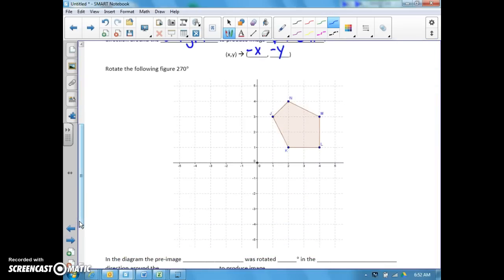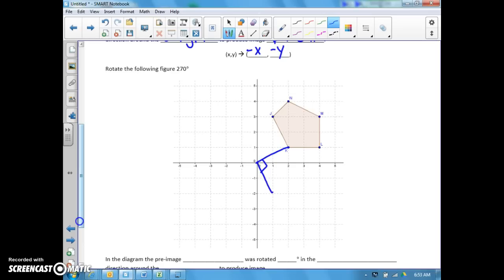All right, let's do another example. Now we're going to rotate the following figure 270 degrees. That means I need to produce the reflex angle of 270 degrees using the origin as my point. If I were to go backwards, that would make a 90-degree angle. So we know we're going to have that kind of angle.